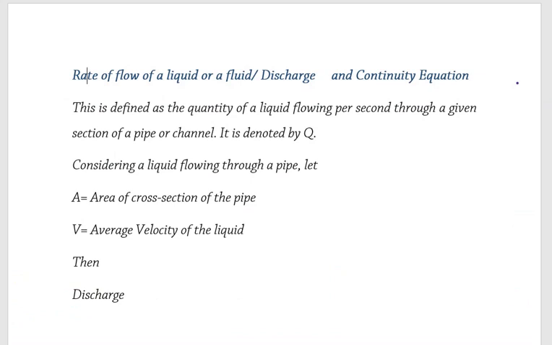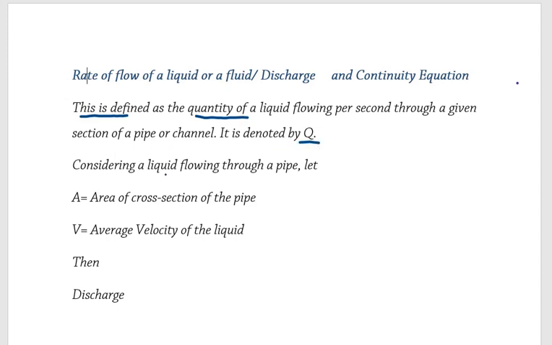Today we want to talk about the rate of flow of a liquid, or discharge, and the continuity equation. Rate of flow of a liquid is defined as the quantity or the amount of a liquid flowing per second through a given section of a pipe or channel. It is generally denoted by Q.